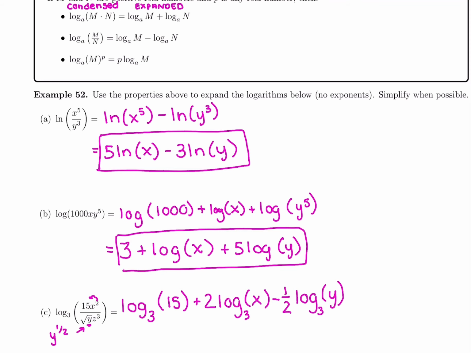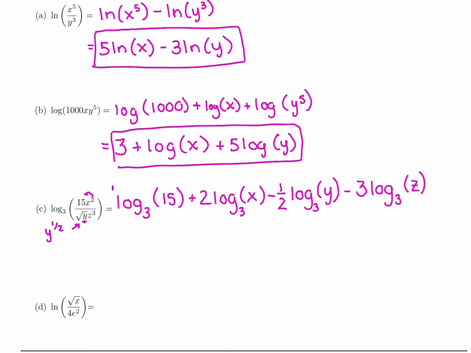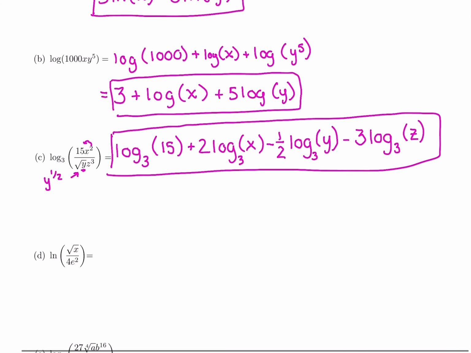And now our last term is a z. So that z is in the denominator, so it's going to be subtracted. If it was in the top, it would be added, but we're going to do subtracting log base 3 of z. And then we want the power on z out front. So we have a 3 log base 3 of z, because it was raised to the third power. And there's our final answer in one step. We pull out all the powers as multiplication. If it's in the numerator, it's added. If it's in the denominator, it's subtracted.